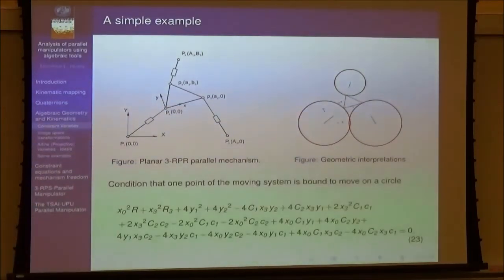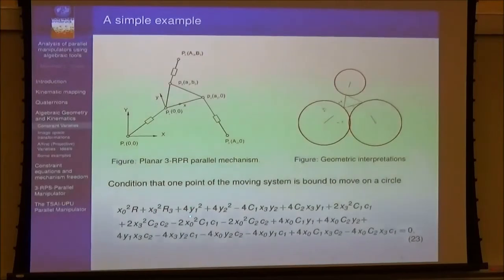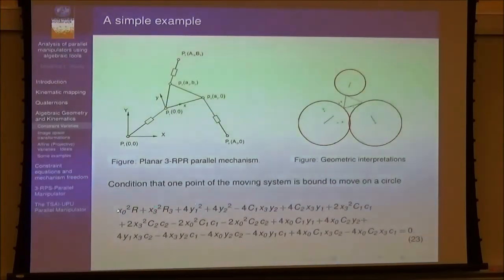And what turns out is that the condition that one point of the moving system is bound to move on a circle is a simple quadratic equation in the Study parameters, or in the kinematic image parameters. The image parameters are x0, x3, y1, and y2. These are the homogeneous parameters.